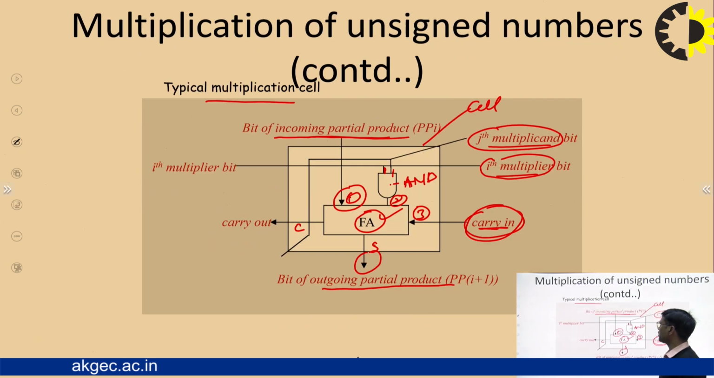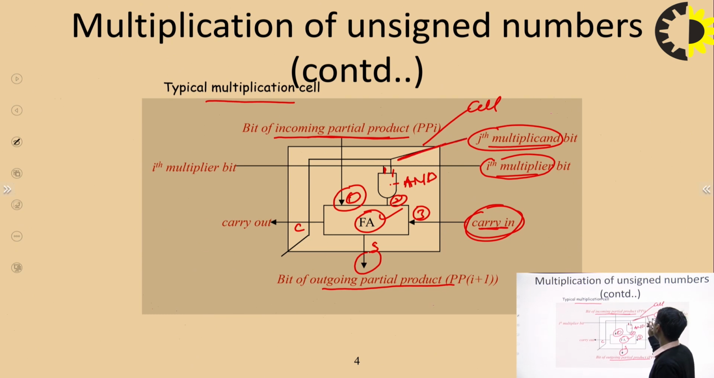How it is forwarded, we can see from this diagram, and we can see that the multiplicand bit is being used here, and also it is being forwarded to the next stage. So, we can see this connection. Can you see this connection? Yes. So, the multiplicand bit is used here in the AND gate, and also it is being forwarded to the next stage through this bypass for use in the next cell down the line.